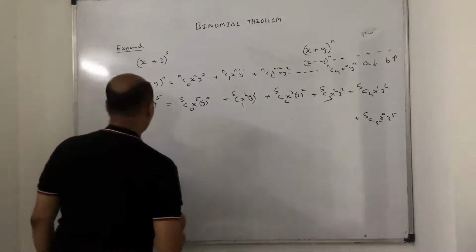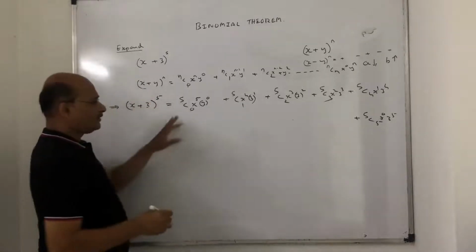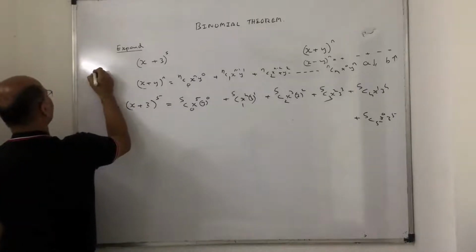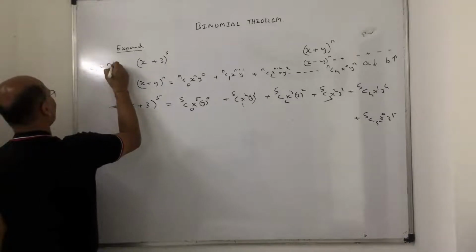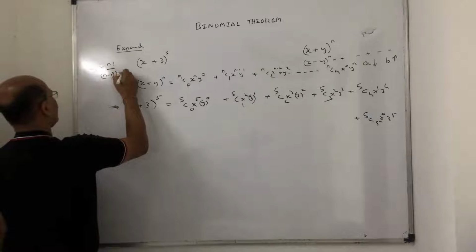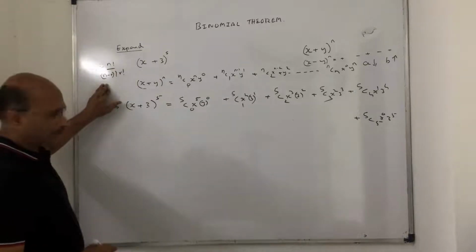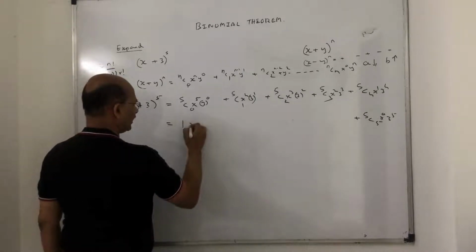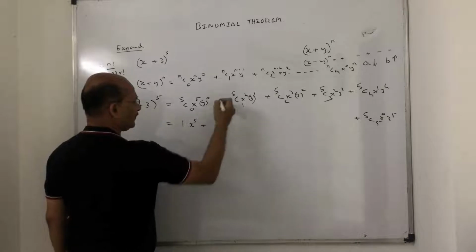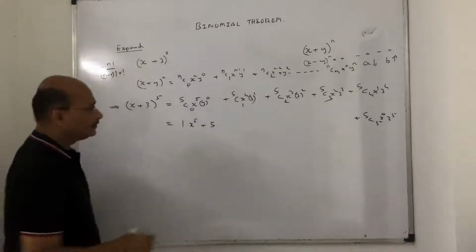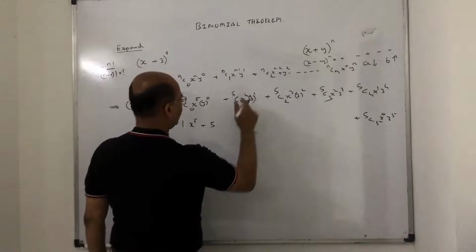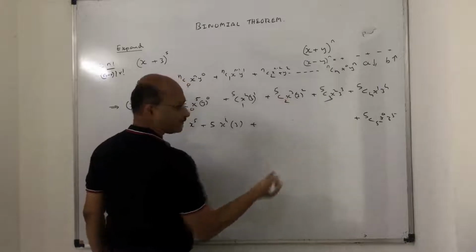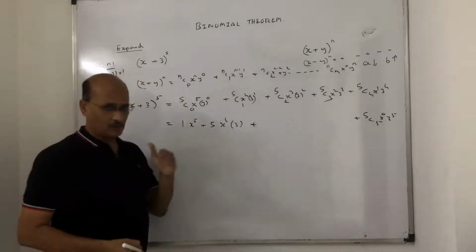For 5C0, if you have Pascal's triangle and remember it, good; otherwise you can use the calculator. If you want to go manually, nCr is given as n factorial upon (n minus r) factorial into r factorial. So 5C0 is nothing but 1. This is x raised to 5, plus 5C1 will be 5, and this is x raised to 4 into 3 raised to 1, plus 5C2, whatever you get, and accordingly go ahead. I hope you got this point.